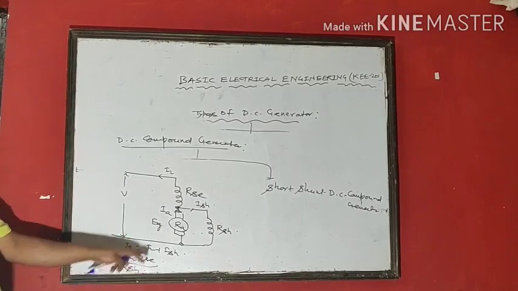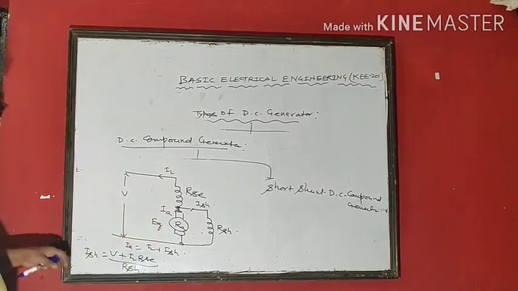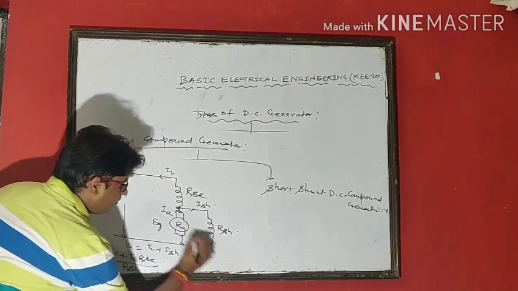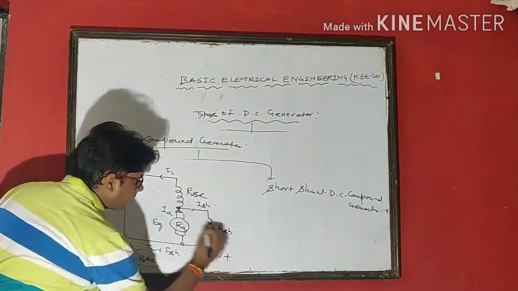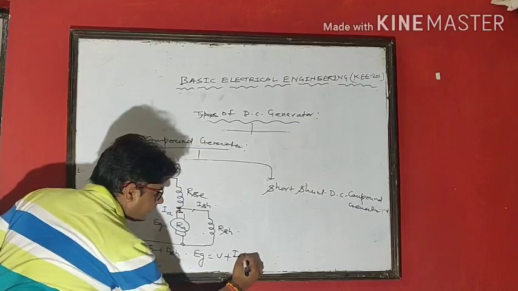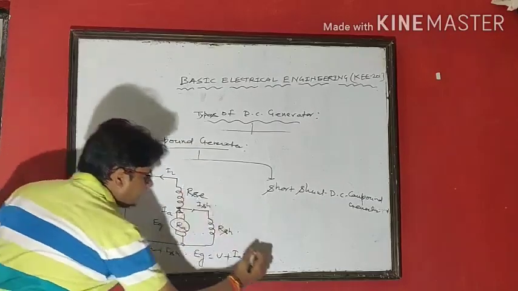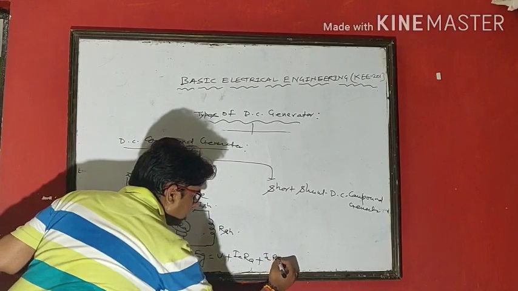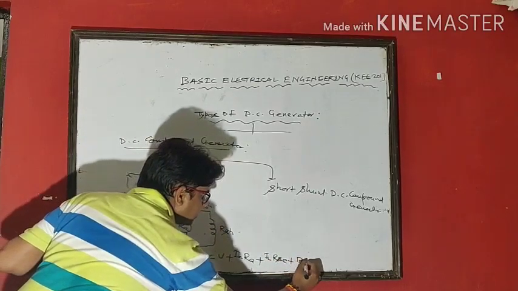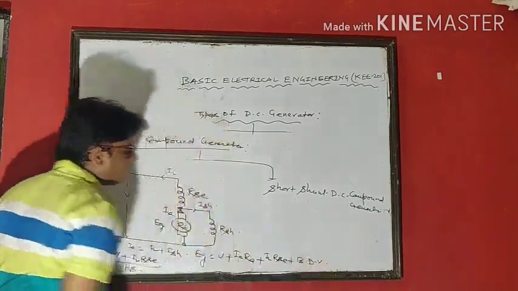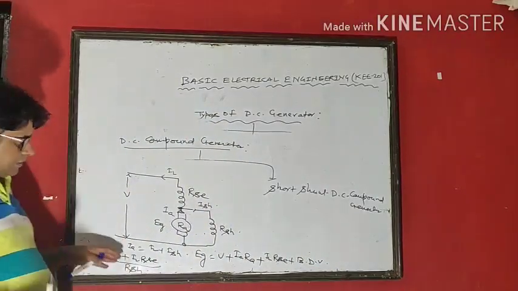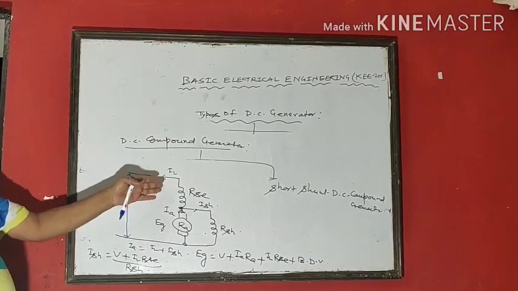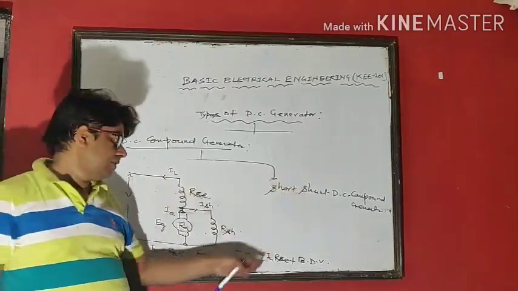Okay, and what is the value of EG? EG equal to V plus IARA plus ILRSE plus brush drop voltage. Okay, so this is for the DC short shunt compound generator.